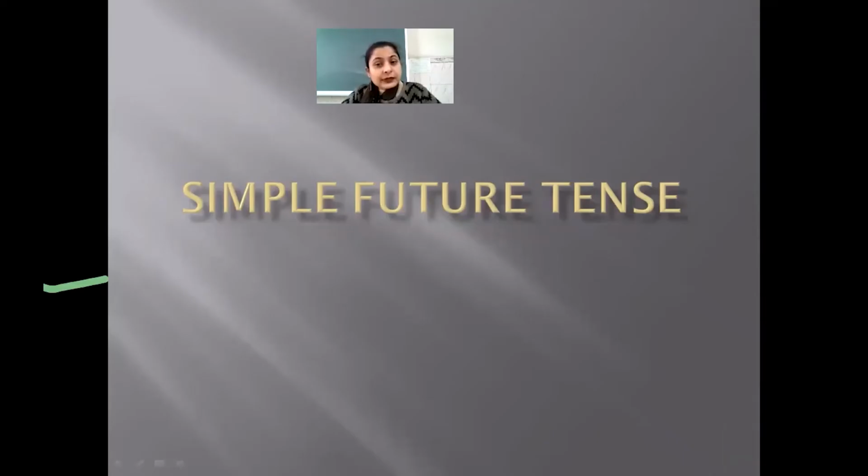It is a tense that is used to denote all the actions or to show that actions have not started yet. Actions will take place in the coming time. Actions will take place in the future. So all the actions that have not happened yet, not happened till now and will happen in the future are known as sentences in the simple future tense.